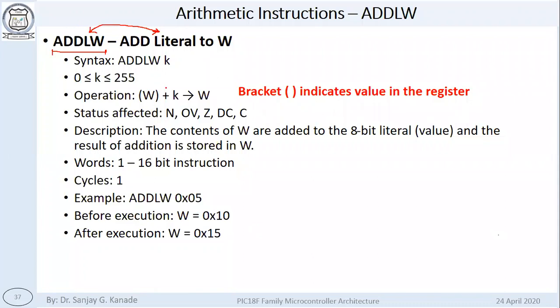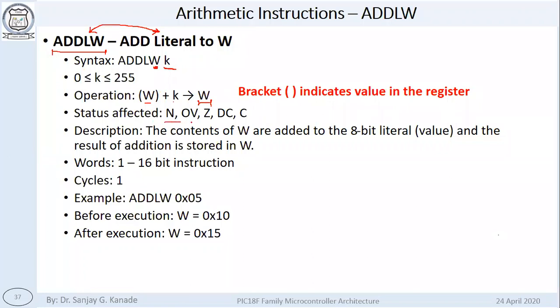So what this instruction is going to do is add the literal provided in the instruction to the contents of working register W, and the result will be stored in W. So this is the operation (W). These brackets around W indicate that it is the value inside the W register. That value plus K, whatever value is given in the instruction. These two values will be added, and the result of the operation will be stored again in W. This is what the ADDLW instruction is going to do.